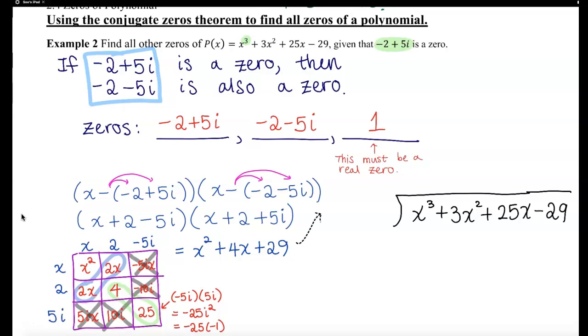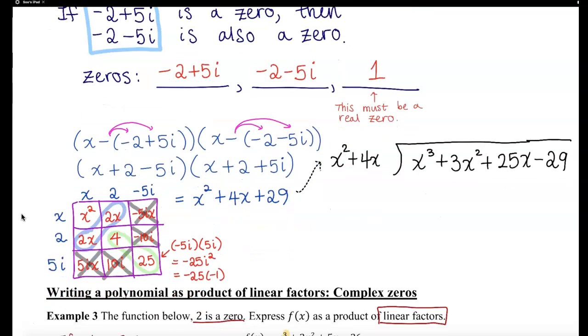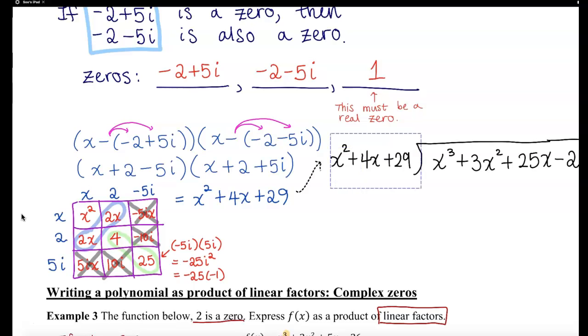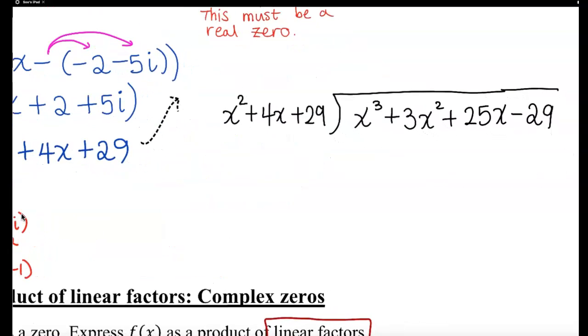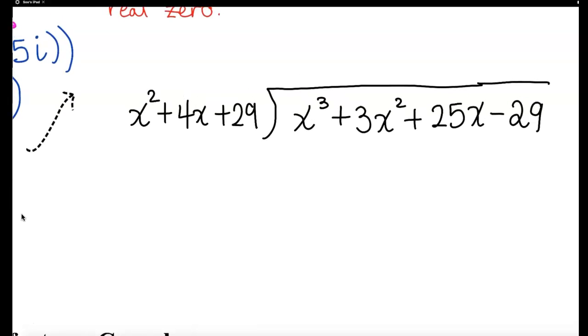Okay, I'll write that here, okay? This is x squared plus 4x. I'm so out of room. Let me see if I can move this a little bit, guys. Plus 29. Now, we know that is a factor, so the remainder will come out to be 0. But what I'm focused on is I am determined to find the quotient, because the quotient is going to be the last linear factor. Let's review polynomial long division.